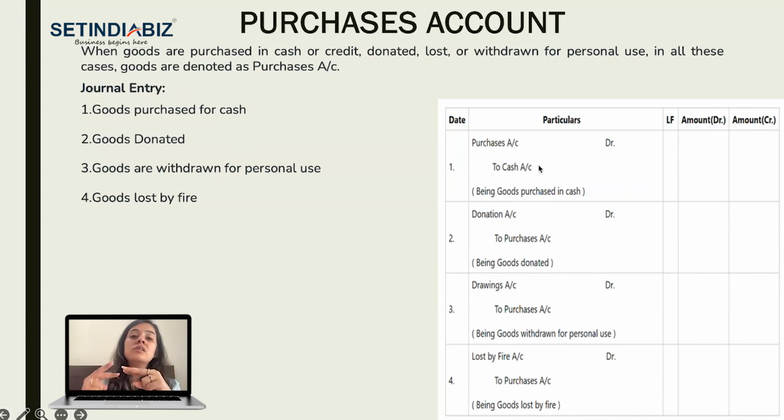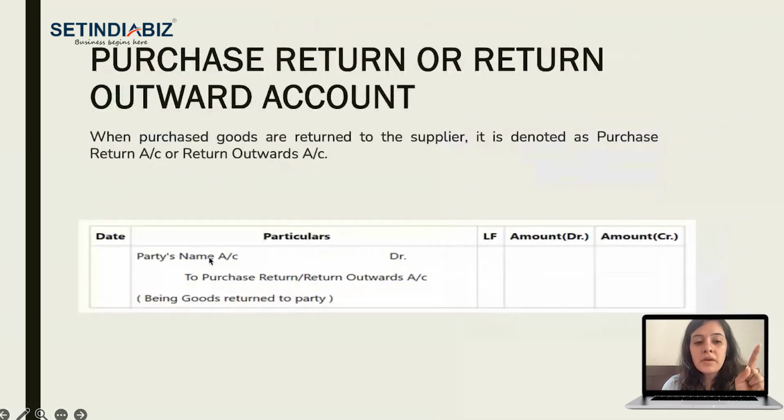Right. Now, supplier was credited at that time and purchases account was debited. Now this is called reversing of the entry, right? Now we will reverse the entry. Now the supplier account will be debited in case of purchase returns and purchase returns account will be credited. See, supplier account debited to purchase return or return outward account, being goods returned to the party. Date here, amount to be debited here, amount to be credited in next line here.